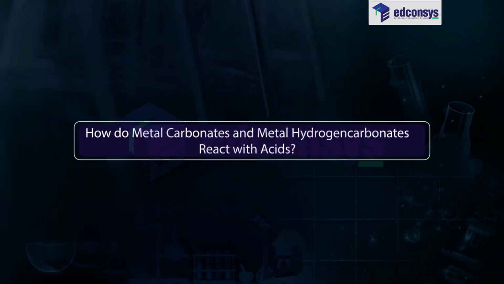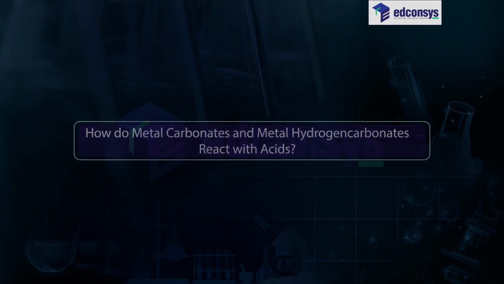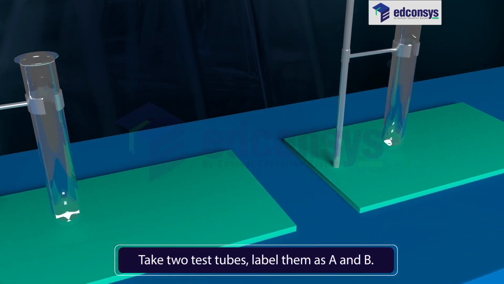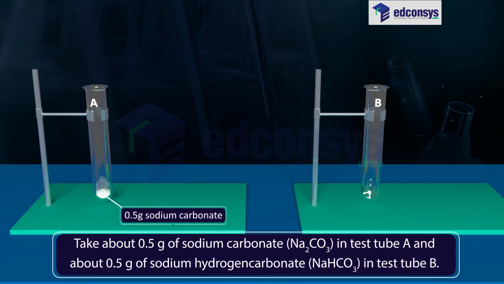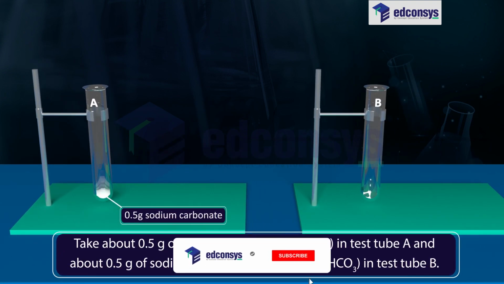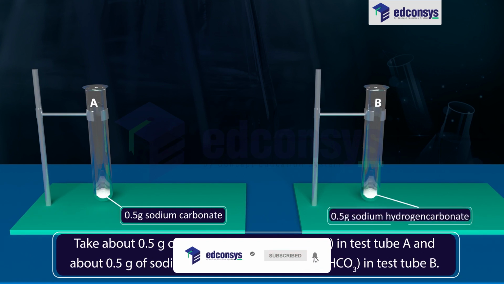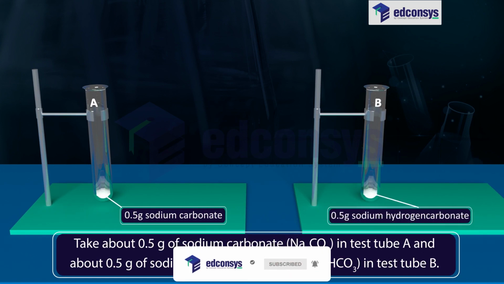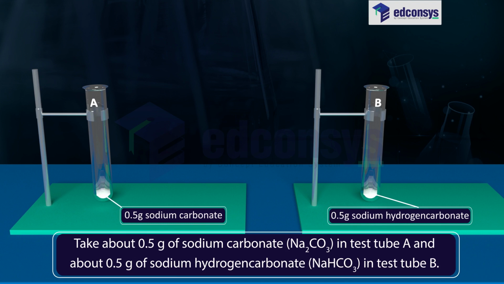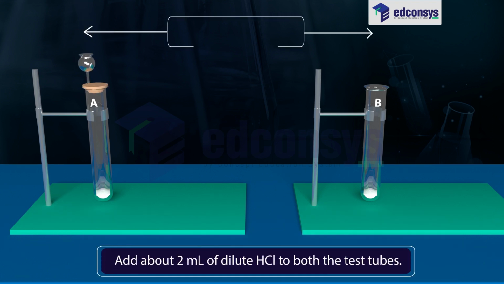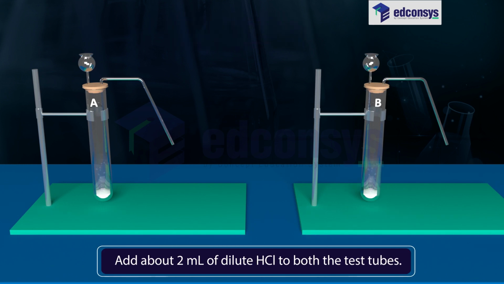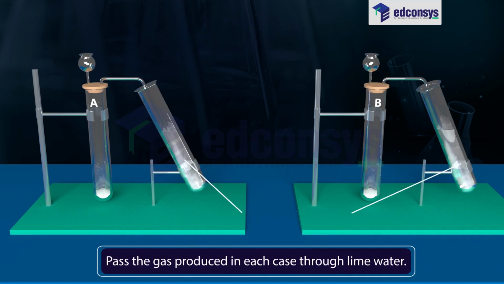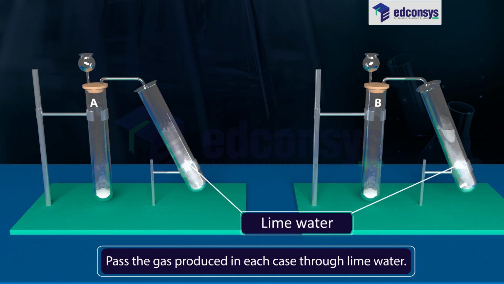How do metal carbonates and metal hydrogen carbonates react with acids? Take 2 test tubes, label them as A and B. Take about 0.5 gram of sodium carbonate in test tube A and about 0.5 gram of sodium hydrogen carbonate in test tube B. Add about 2 ml of dilute HCl to both the test tubes. Pass the gas produced in each case through lime water.